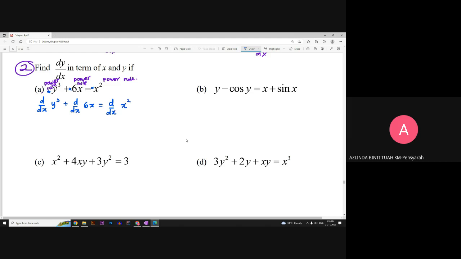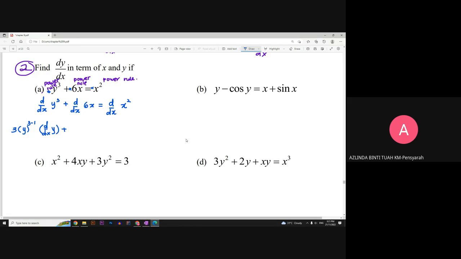Okay, kita dah identify dia punya rule tadi. So, I'm going to apply them. So, let's start. Power rule with 3 steps. Bring down the power, minus 1, and differentiate inside the bracket. So, power rule, bring down the power, minus 1, and differentiate inside the bracket.